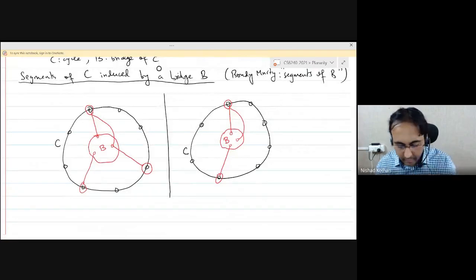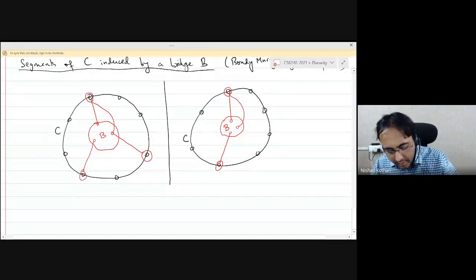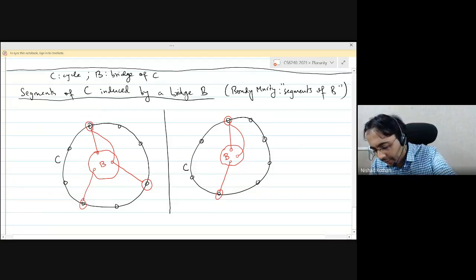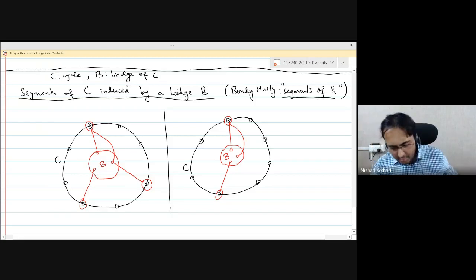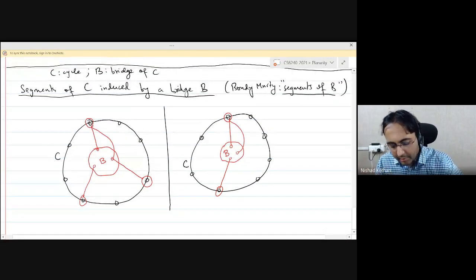Okay. So, one last piece of terminology we need: if you take any bridge of a cycle, here I have drawn an example. I have a cycle C and a bridge. I want to define the segments of the cycle induced by the bridge. In Bondy and Murty, just for clarification, they call them segments of the bridge, but I find that slightly misleading or slightly tricky to remember what it means. So I will use a slightly longer term: they are segments of the cycle induced by the bridge. It's fairly intuitive.